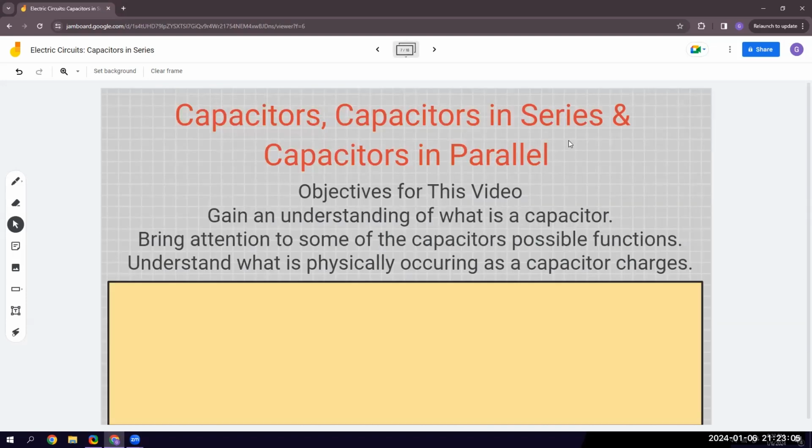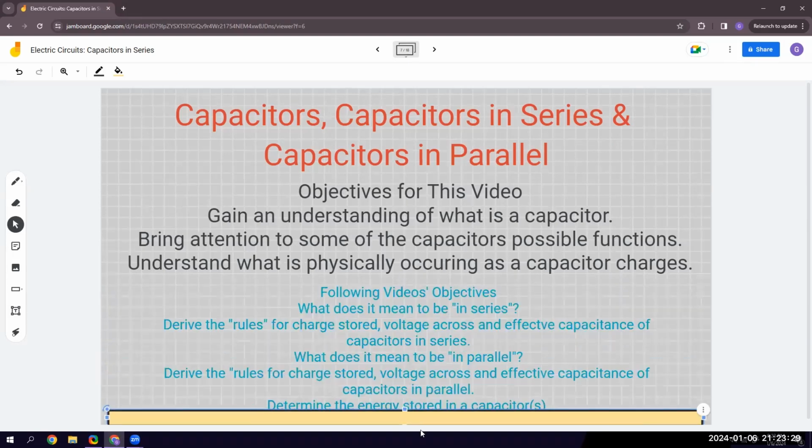This is going to be the first of several videos addressing capacitors in electric circuits. In this video, we will gain an understanding as to what a capacitor is, bring attention to some of the possible functions that a capacitor could have in a circuit, and lastly, understand what is physically going on at the level of an electron as a capacitor charges. In future videos, other objectives will be met as well.